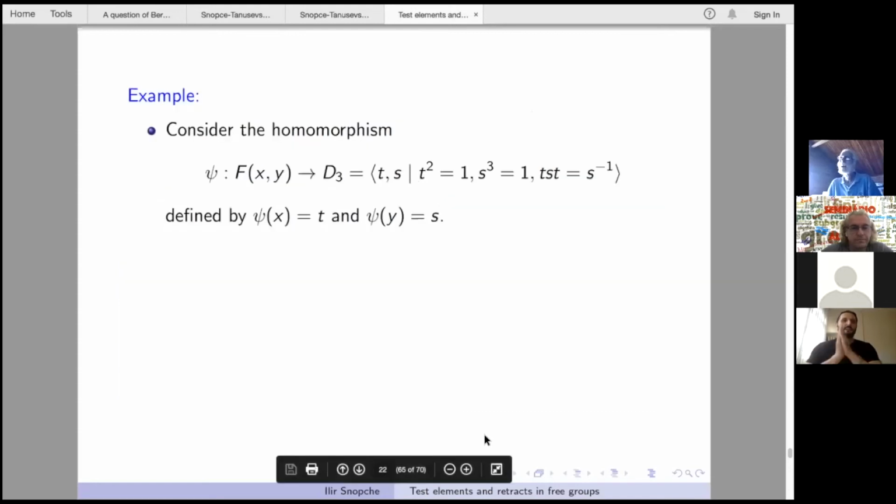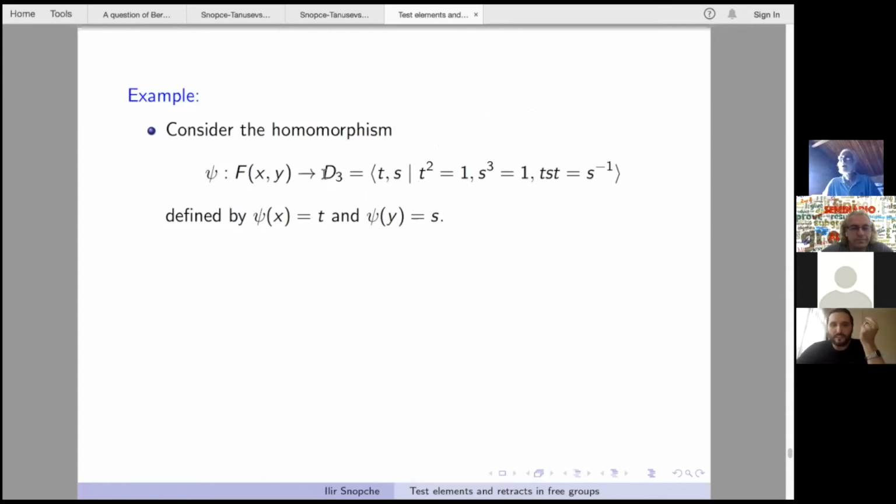Now let us consider the homomorphism psi from the free group on X and Y to D3, the dihedral group of order 6. Let us define this homomorphism: psi of X is equal to T, and psi of Y is equal to S. It's easy to check this is a homomorphism. Let K be the inverse image under psi of the subgroup generated by T. So T generates a cyclic subgroup of D3 of order 2.